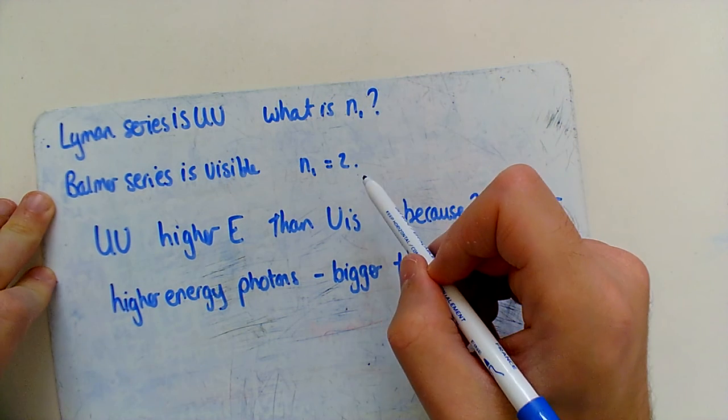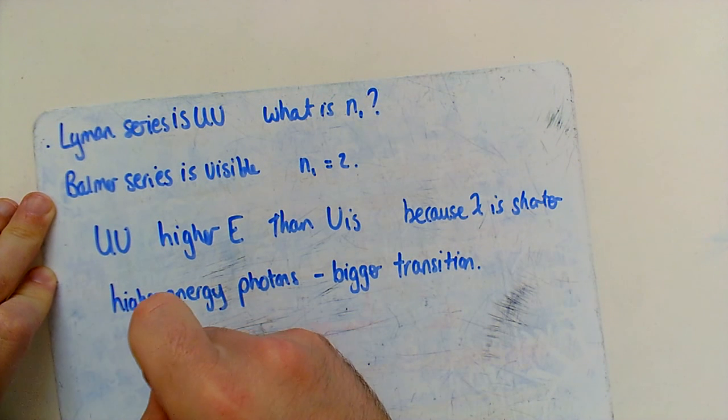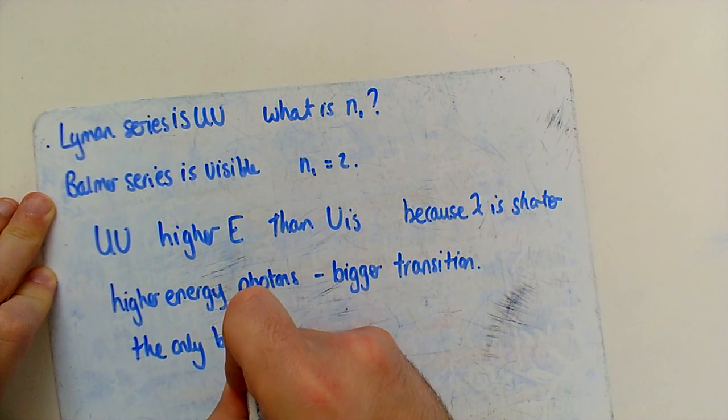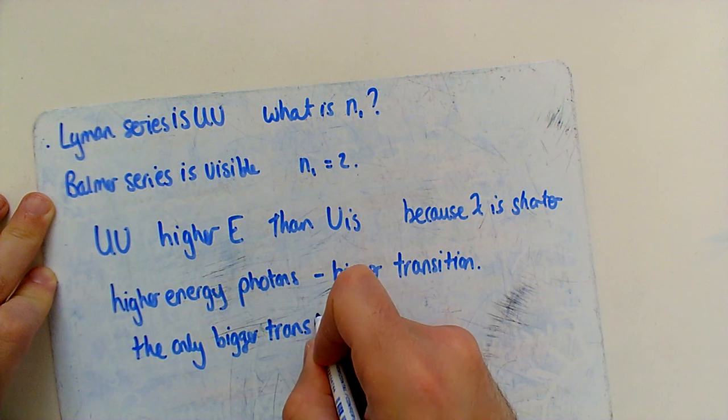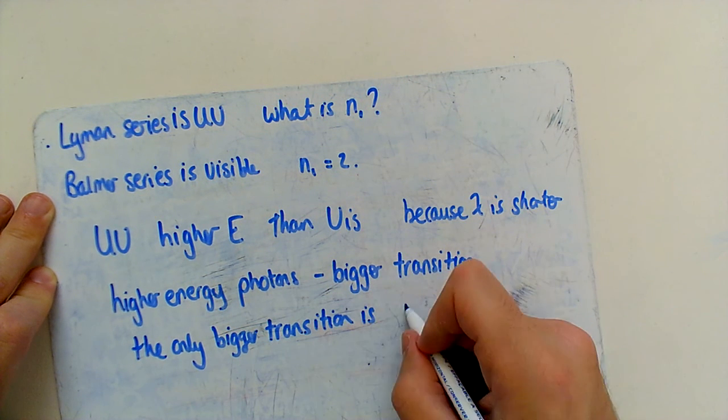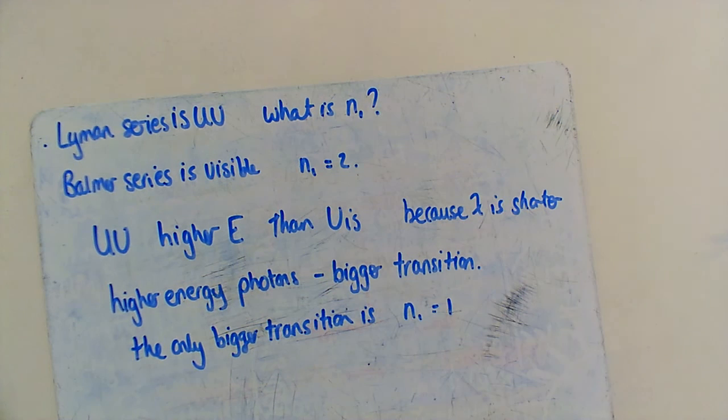And if we had n equals 2 as the transition here, the only bigger transition is if it goes to n1 equals 1. So it's falling a little bit further. You'll have more energy. So that's a common question. It'll either give you the Lyman series and ask you about the Balmer series, or give you the Balmer series and ask you about the Lyman series. The Lyman series is always falling to n equals 1, Balmer to n equals 2. If it's falling to infrared, that's going to be lower energy, so that's going to be falling to n equals 3 or n equals 4.